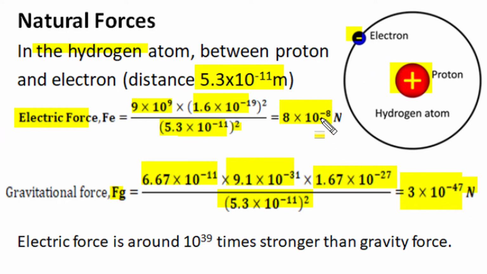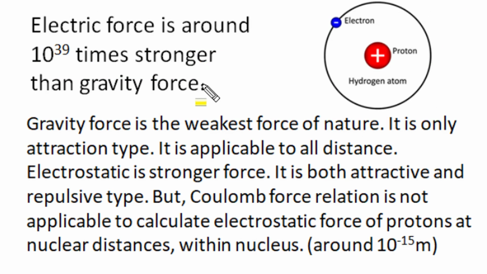If we compare electrostatic force and gravitational force, we find that electrostatic force is very powerful compared to gravitational force in this case, roughly 10^39 times stronger than gravity. So we found that electric force is quite stronger than gravitational force, as in the hydrogen atom or elsewhere, and gravity is the weakest force of nature. Gravity force between two masses is always attractive, and it is applicable to all distances.